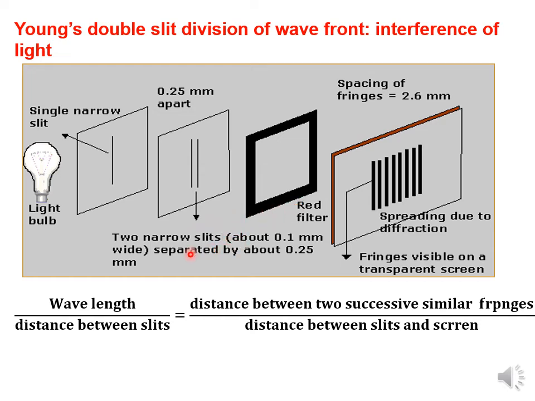Okay. Distance between slits and screen is this quantity. طيب يبقى لامدا اللي هي الويف لينث يساوي دي اللي هي distance between slits اللي هي هنا اللي هي 0.25 مليمتر apart. وبعدين x اللي هي distance between two successive similar fringes اللي هي 2.6 مليمتر هنا. وبعدين L اللي هي distance between slits and observation screen.